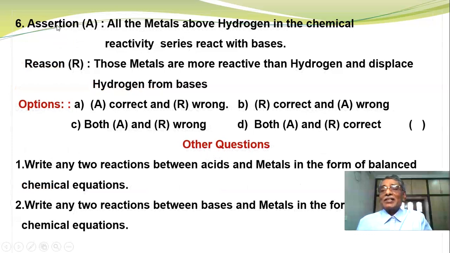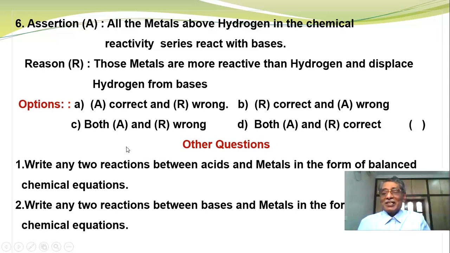Next, question 6. Assertion. All the metals above hydrogen in the chemical reactivity series react with bases. Reason. Those metals are more reactive than hydrogen and displace hydrogen from bases. Options: A correct and R wrong. B, R correct and A wrong. C, both A and R wrong. D, both A and R correct.